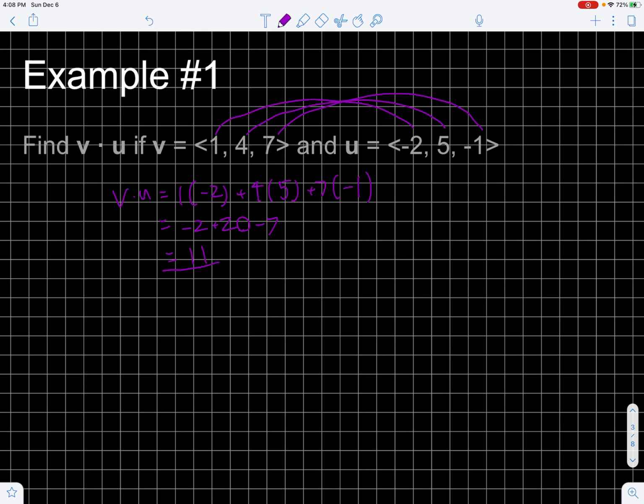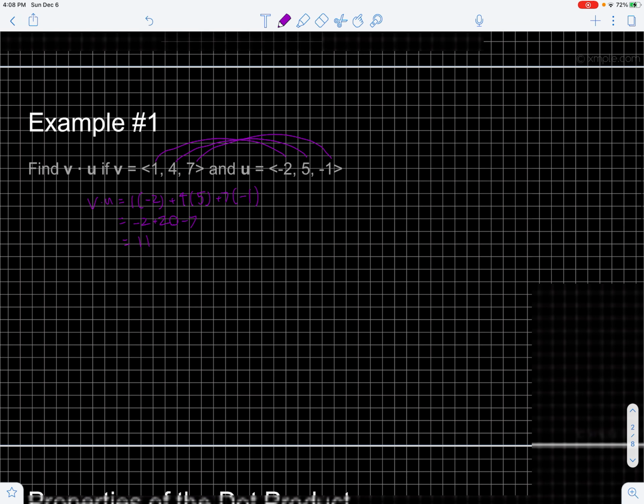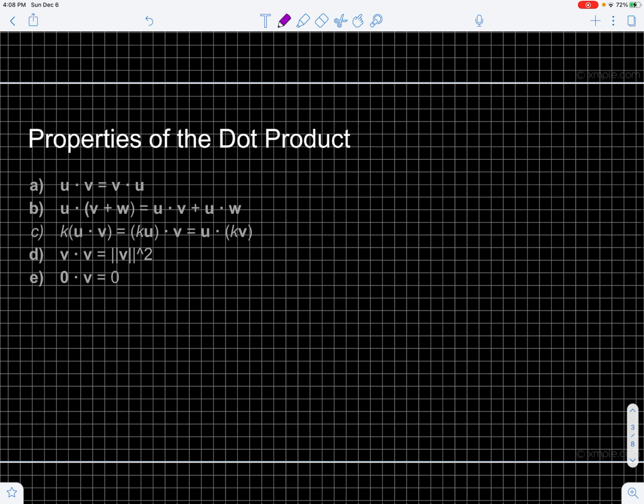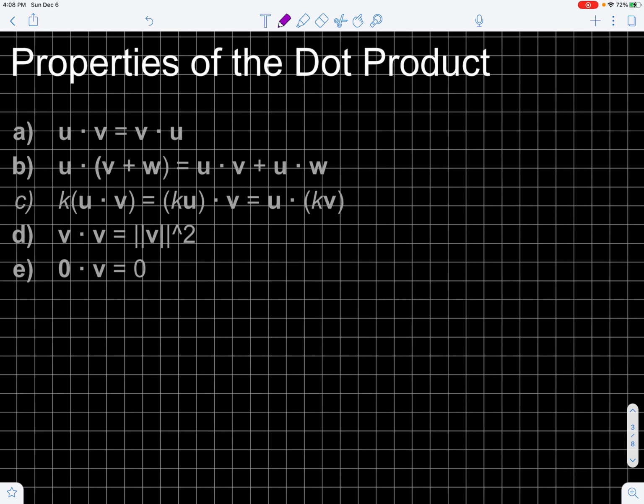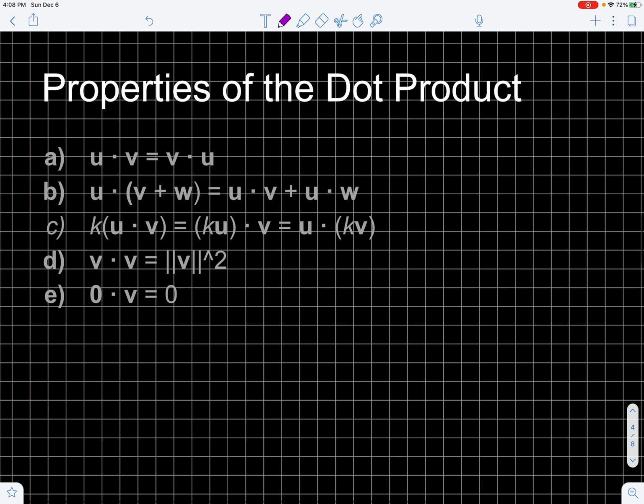All right. And it's just 11. It's just a normal number. Just the number 11. Nothing special. Okay. Continue. Properties of the dot product. The dot product as an operation, not necessarily the number itself. We'll talk about that in a second.